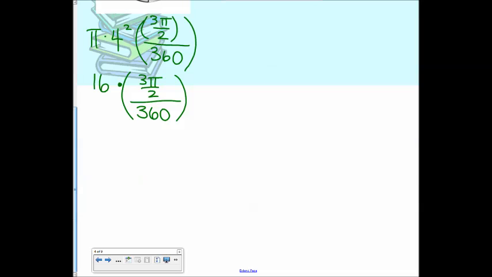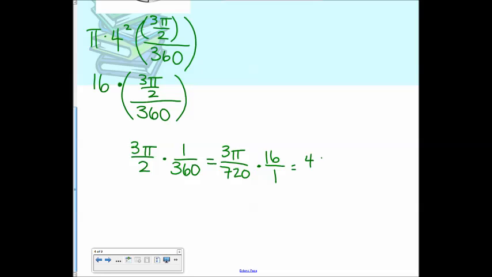1 over 360. So I can do 3 pi over 2 times 1 over 360. And what would I get on top here? 3 pi. And then on the bottom? 720. And then I'm going to multiply that by what? 16 over 1, or just 16. What's 3 times 16? 48. So it's 48 over 720. And then at the end I have to add back my pi.